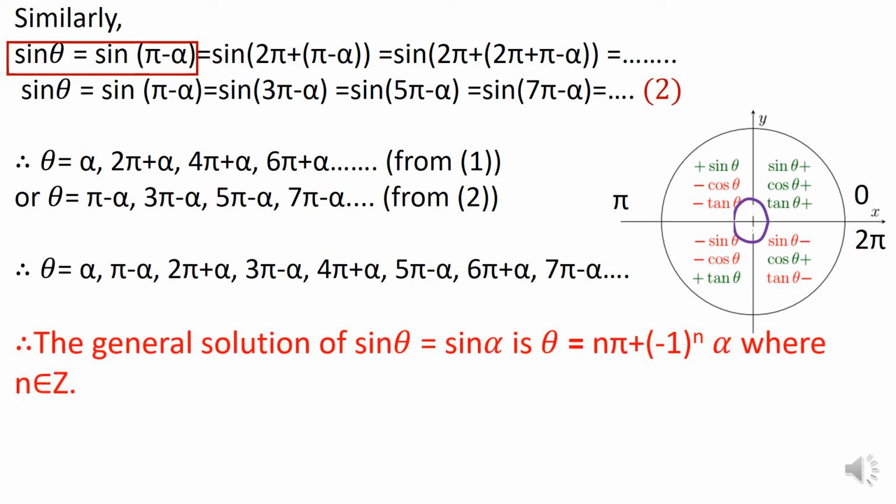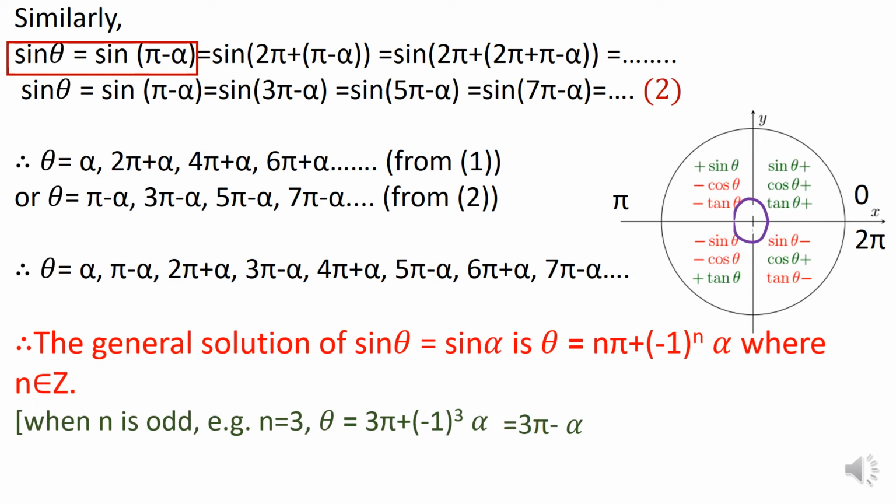Thus this formula, that is the general solution of sine theta is equal to sine alpha, is theta is equal to n pi plus minus 1 raised to n alpha, where n is any integer. For example, when n is an odd number, for example 3, putting n is equal to 3 in the formula, we get theta is equal to 3 pi plus minus 1 raised to 3 alpha. Now minus 1 raised to 3 is minus 1 into minus 1 into minus 1, which is minus 1. Thus the answer comes as 3 pi minus alpha.